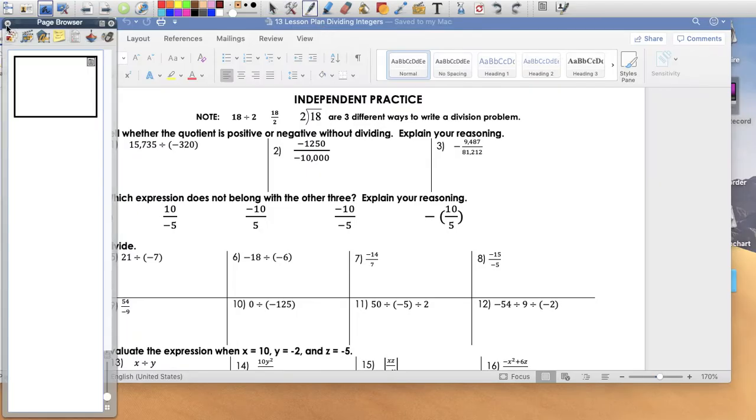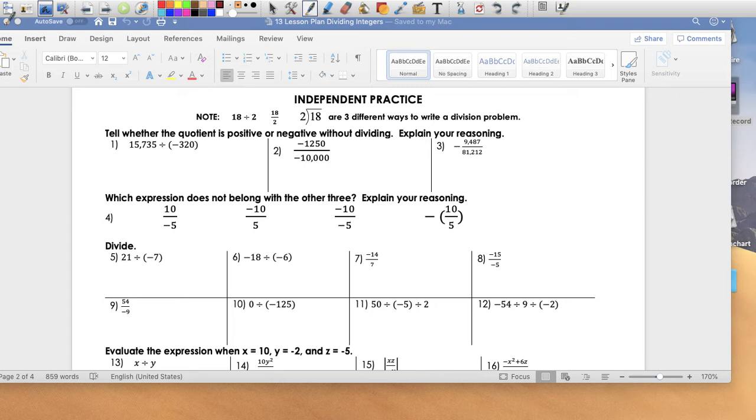So number 1 says find the quotient. So I just want you to tell me if the quotient, the answer to the division problem, is positive or negative. Without dividing, explain your reasoning. It's positive and negative, so my answer is going to be negative because the signs are different, so I'm not going to write that, okay?